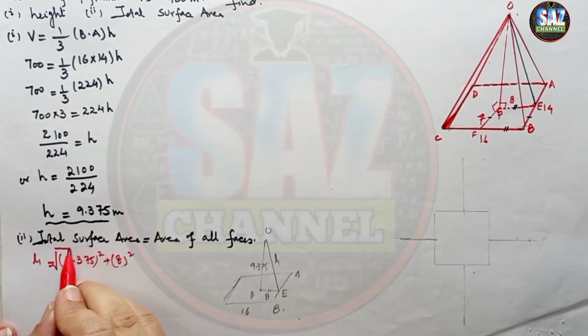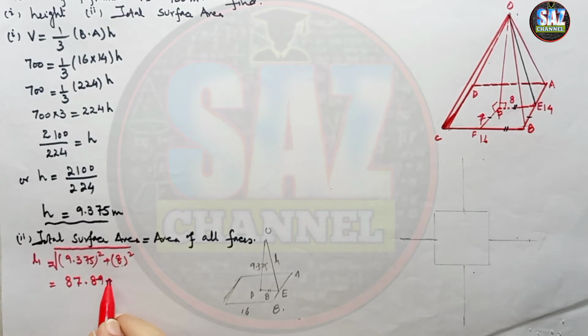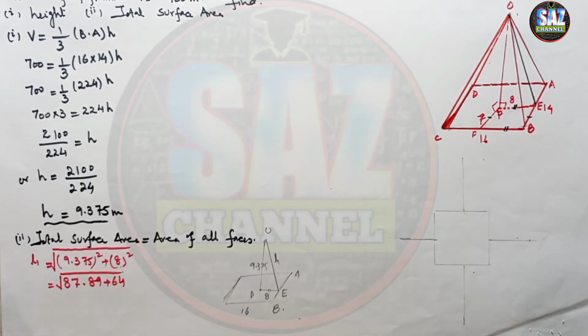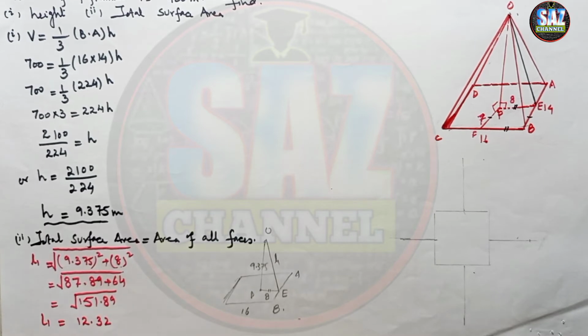Okay, and then I have to take the square root of this. 9.375 multiplied by 9.375, and this gives me 87.89 plus 64, and this gives me 151.89, and then I have to take the square root of this answer, and this gives me 12.32. L1 is 12.32. Okay, now what we have to do, we have to find another slant height.